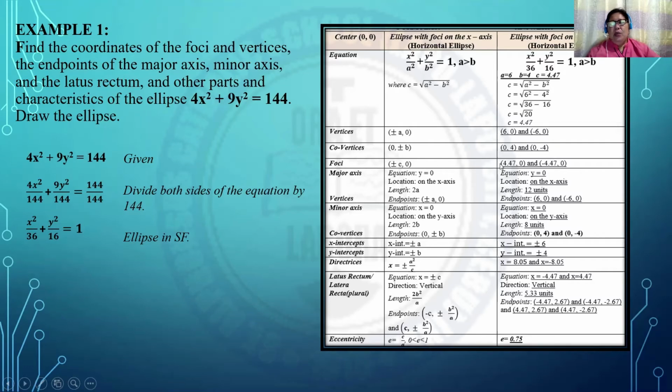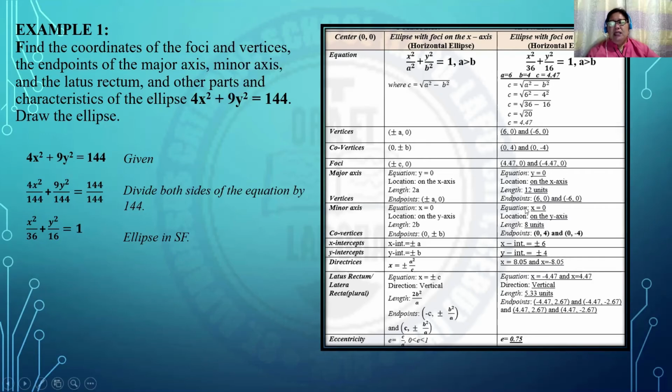For the foci, we have 4.47, that's the value of c, 0, and the other one is negative 4.47, 0. The equation of the major axis is y is equal to 0, location on the x-axis, and the length of the major axis is 12 units because that is 2a, and 2 times 6 is 12. The endpoints of the major axis are simply equivalent to the vertices. We have 6, 0 and negative 6, 0.